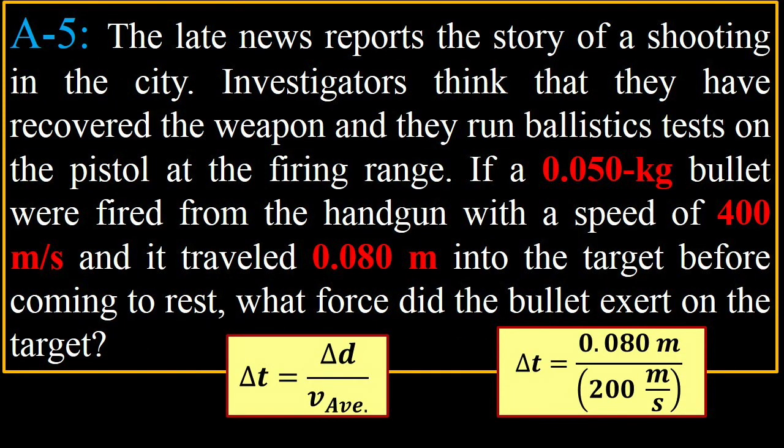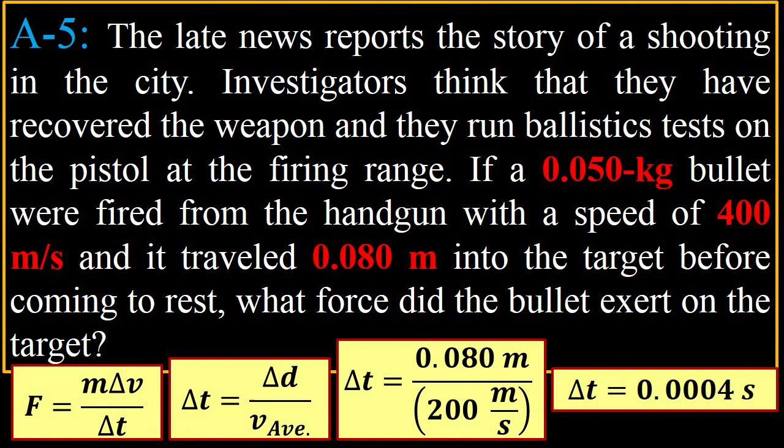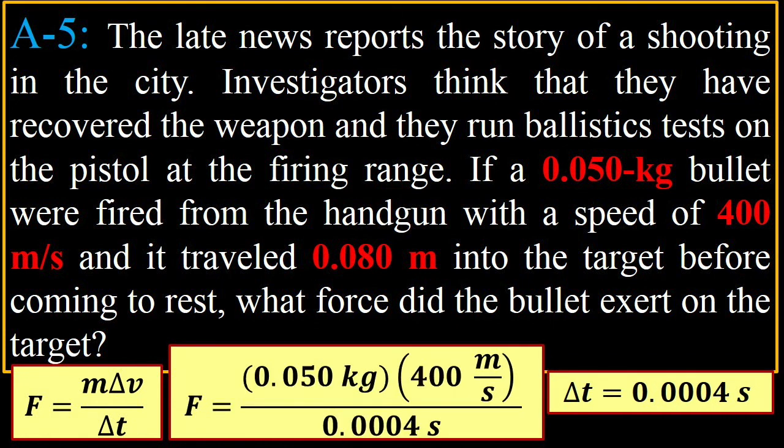0.08 divided by 200, not 400. Remember, that's the average velocity that we need, so it'd be half of that. So 0.08 divided by 200 will be the duration of the impact, which is 0.0004 seconds, 4 times 10 to the negative fourth seconds. So now we're going to take the momentum, which is 0.05 kilograms times 400, divided by 0.0004 seconds, and that will be the answer.